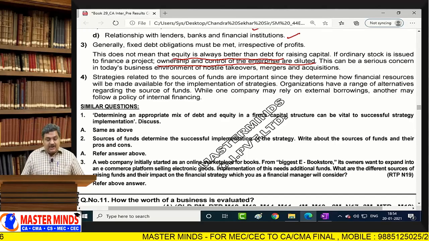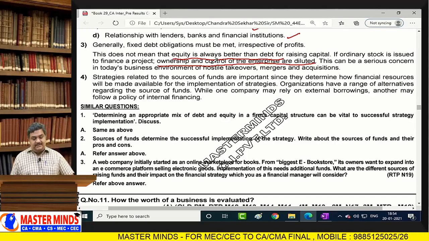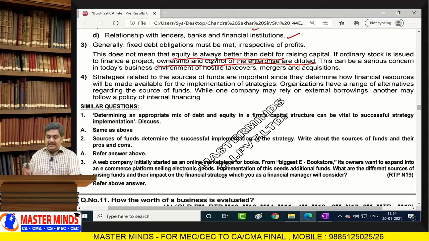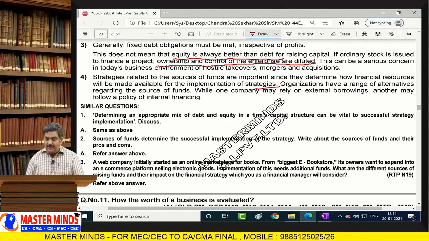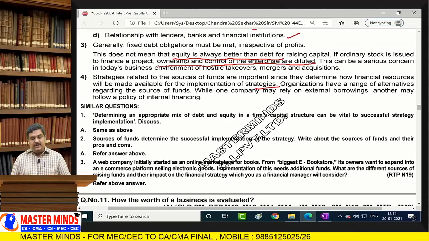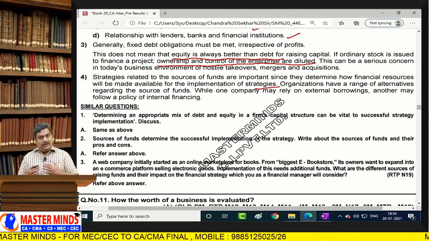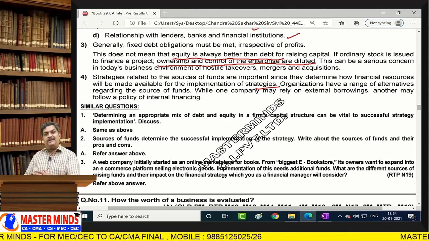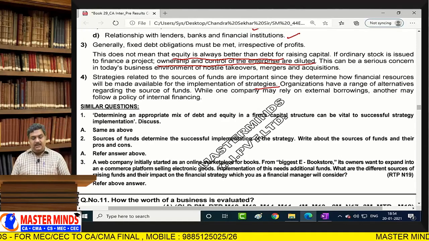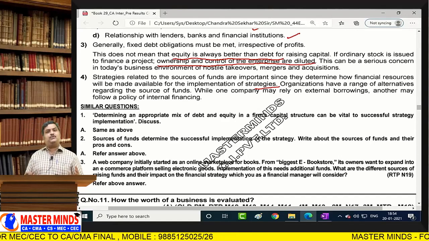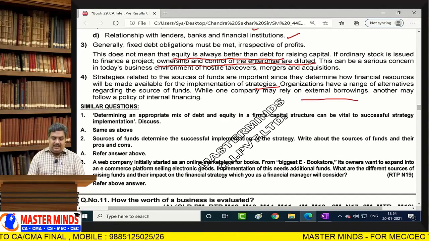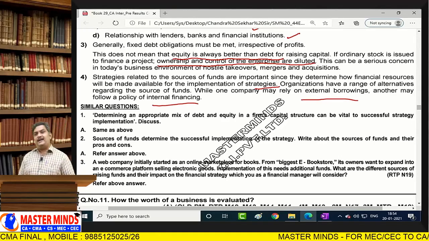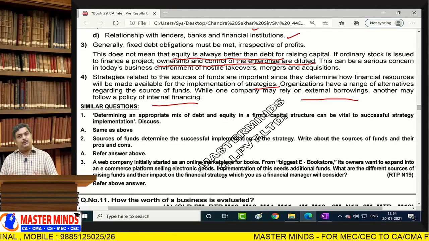And strategies related to the sources of funds are important since they determine how the financial sources will be made available to the implementation of strategies. That we already know. For strategy implementation we require a lot of funds, and there are different ways to get those funds. One company may rely on external borrowings and another may follow a policy of internal financing. See, that all depends on the situation.